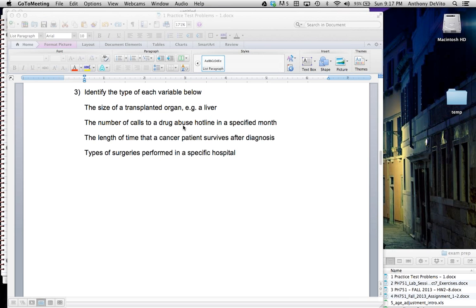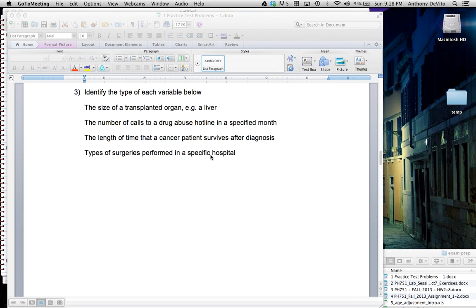The number of calls to a drug abuse hotline in a specified month. Okay, that's going to be numerical also, but it's going to be discrete numerical, right? It's going to be a whole number. You're not going to get half a call. The length of time that a cancer patient survives after diagnosis. I would say that's probably going to be numerical, probably continuous. Even though it could go either way, you could say numerical, discrete, because most likely that would be reported in days or months or some specific unit of time. So it's probably going to be a whole number, but it's certainly going to be numerical.